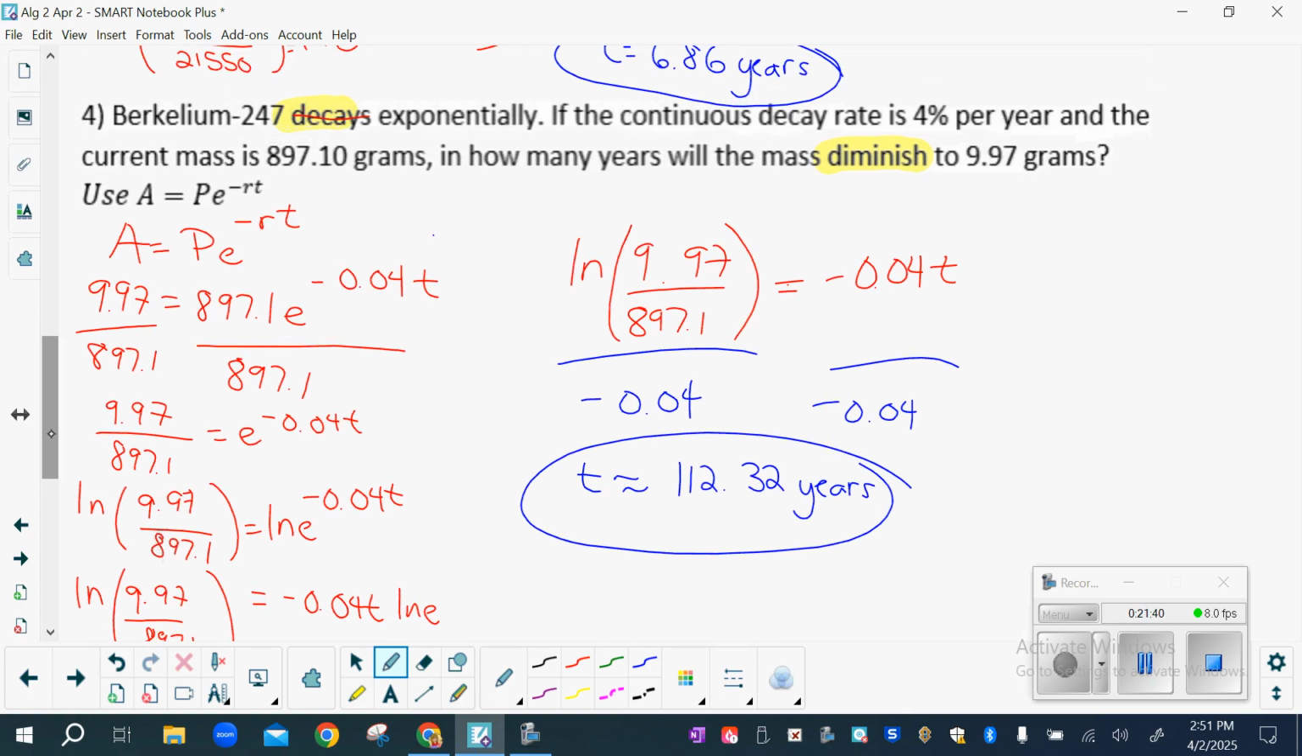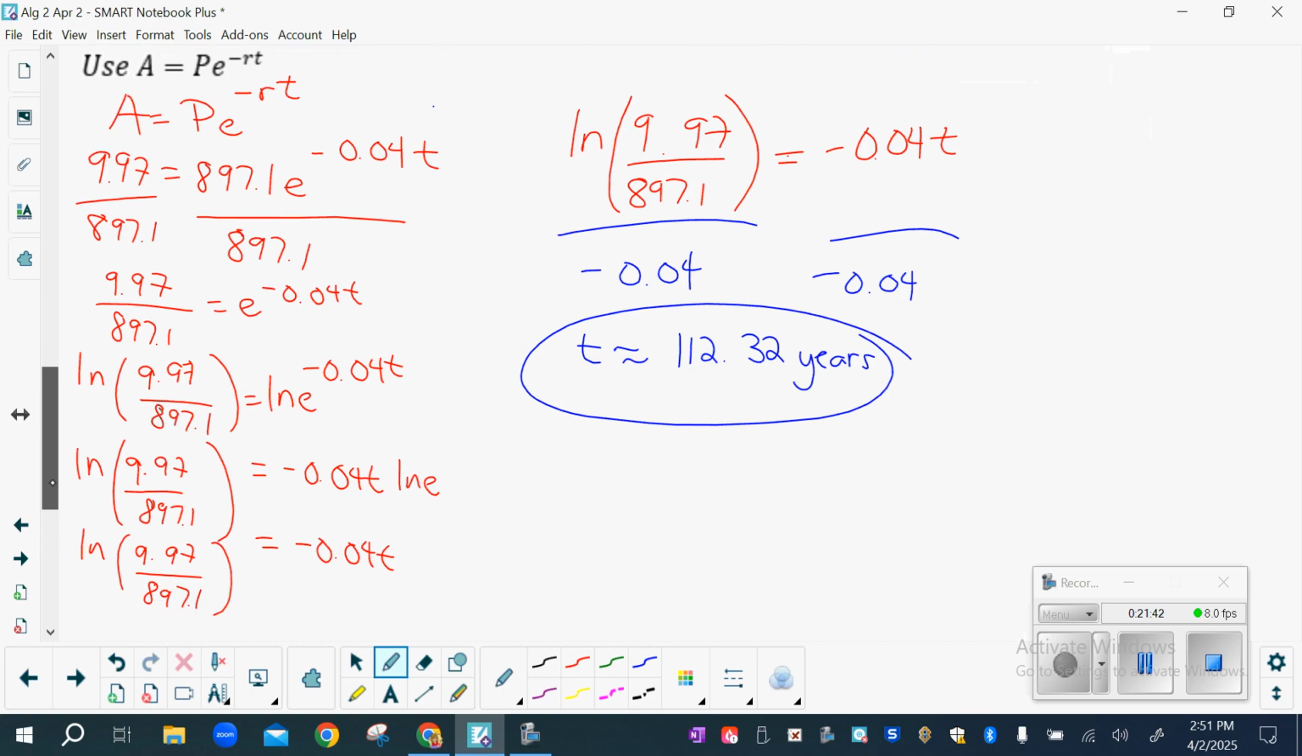Oh, I made a mistake. Sorry, I made a mistake in my calculator. Sorry about that. Just one. I understand. Yeah, we're actually almost done. So it's 112.49 years. Thank you. Oh, so I did get it right.